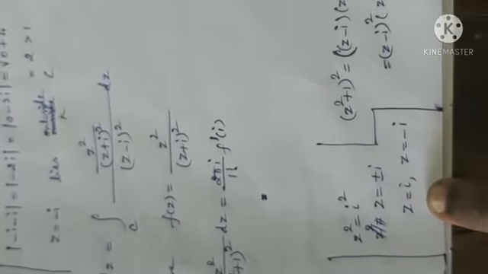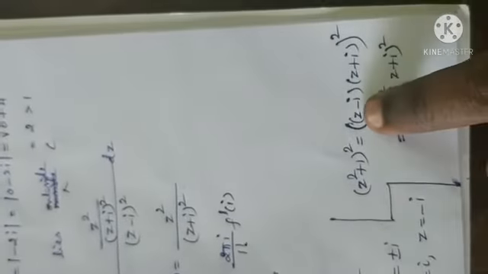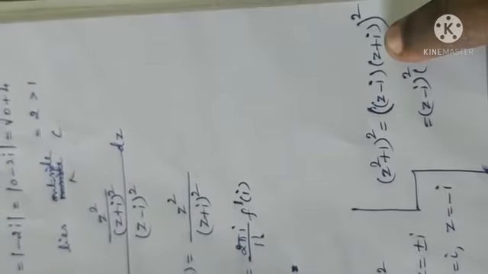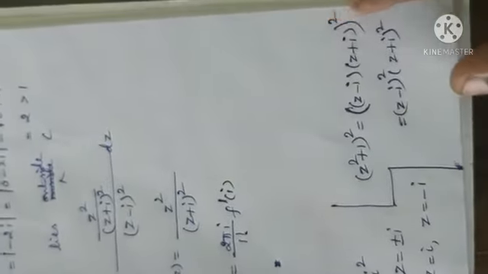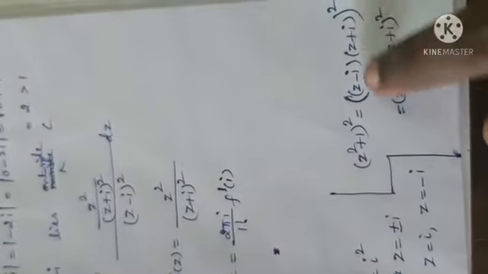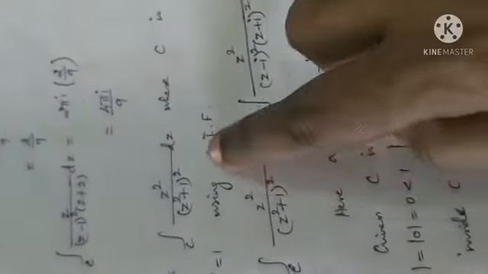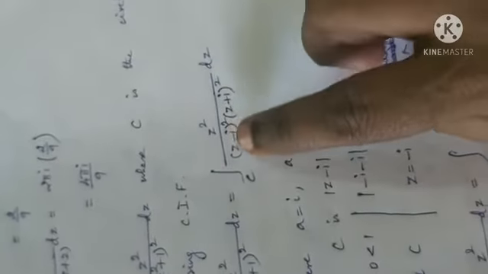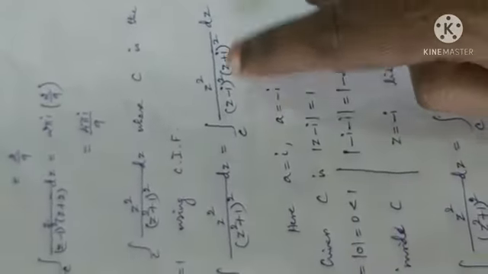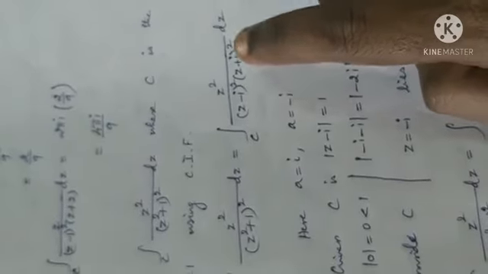When z equal to i is a root, z minus i is a factor. z plus i is a factor. This whole square, which can be written as a into b whole square, is a square b square. Let us rewrite the given integral as a square b square. We have product of two terms in the denominator. So you have to choose.